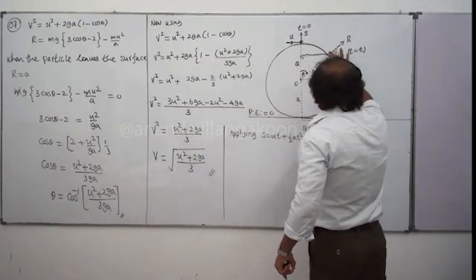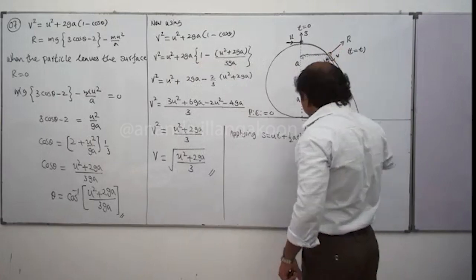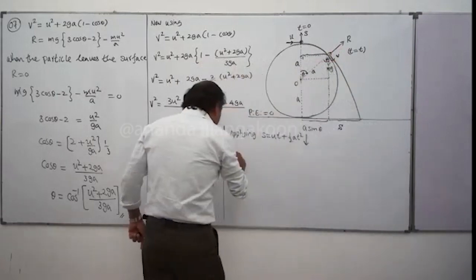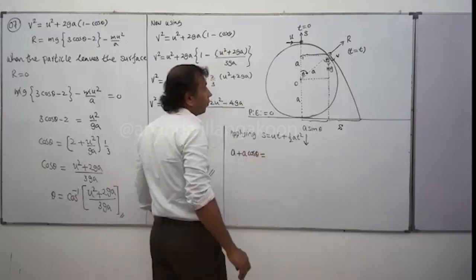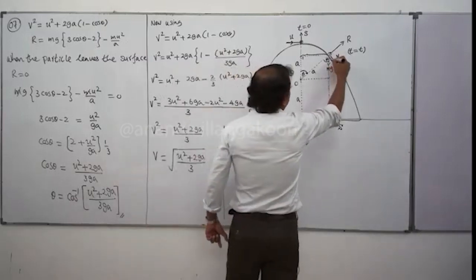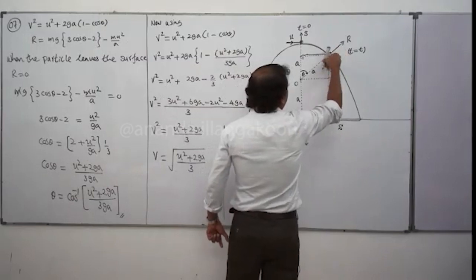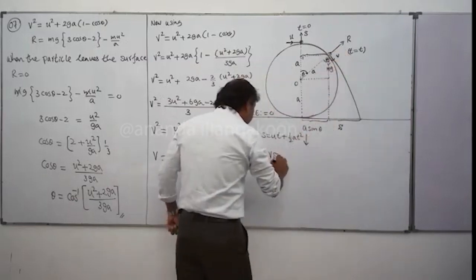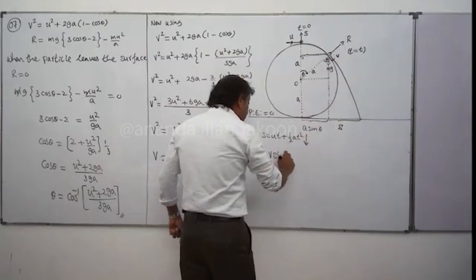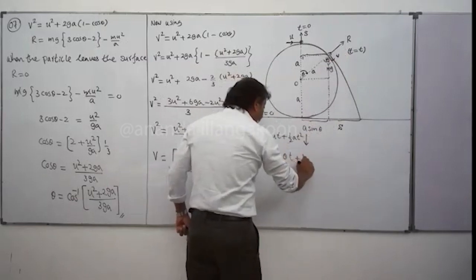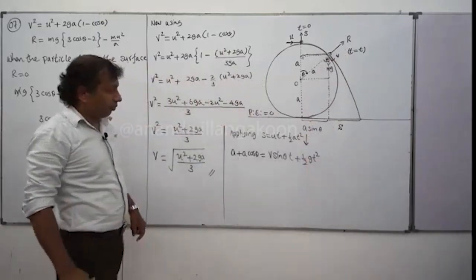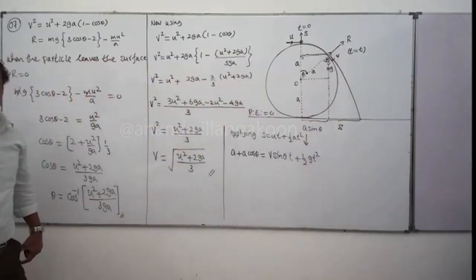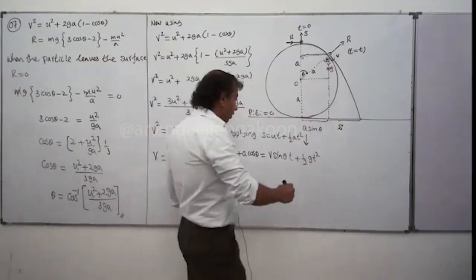This is theta, therefore this is a cos theta plus a. This s is a plus a cos theta, equal to the velocity V sin theta downward, times t plus half g t squared. This is a quadratic equation in t. To find this t, we have to solve this quadratic equation. We'll take this as number 1.